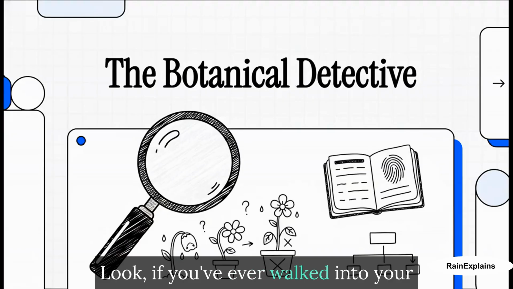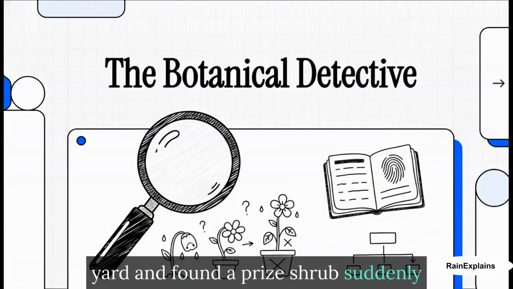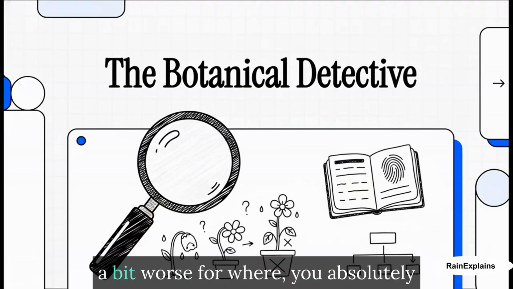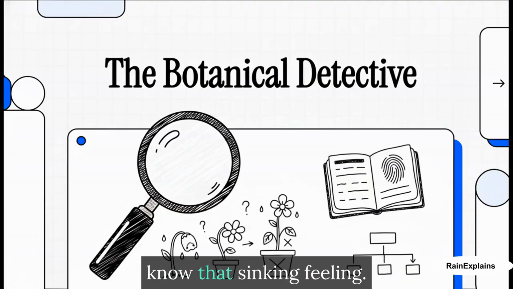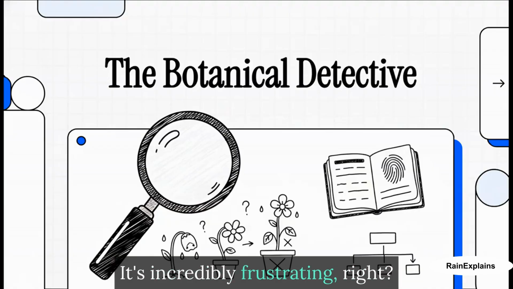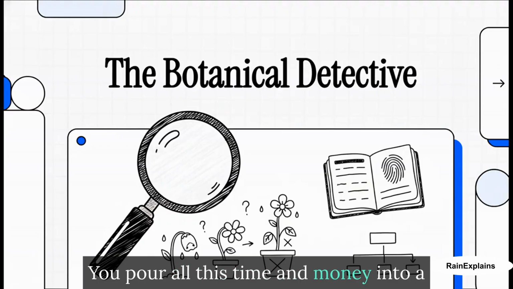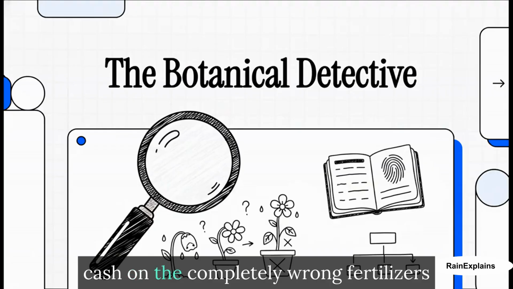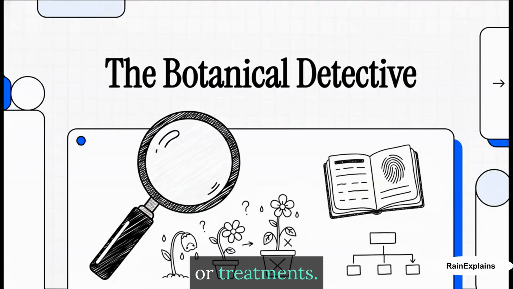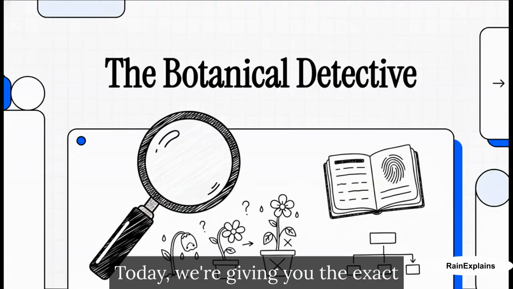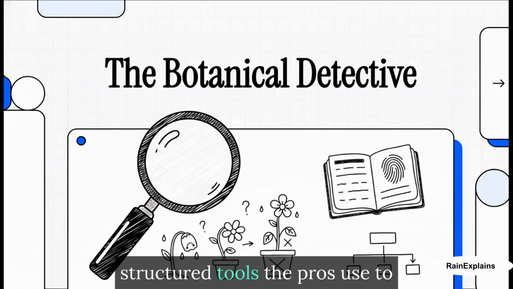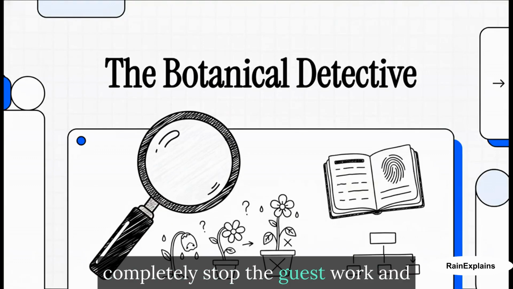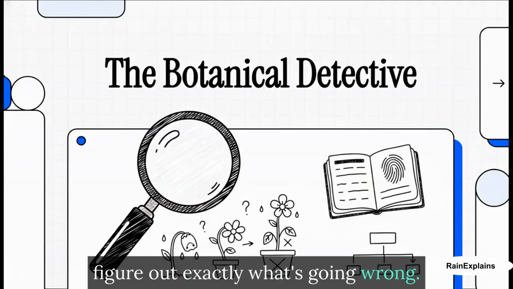Look, if you've ever walked into your yard and found a prized shrub suddenly dropping its leaves or just kind of looking a bit worse for wear, you absolutely know that sinking feeling. It's incredibly frustrating, right? You pour all this time and money into a garden only to watch your hard work wither away while you end up wasting cash on the completely wrong fertilizers or treatments. But don't worry, today we're giving you the exact, structured tools the pros use to completely stop the guesswork and figure out exactly what's going wrong.